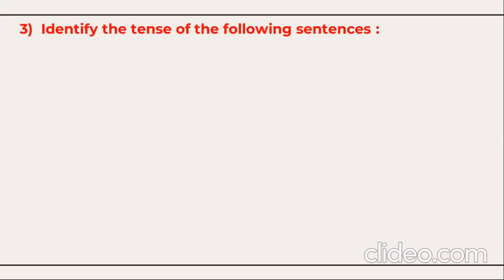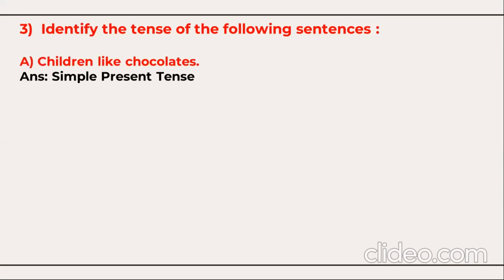Now the question number 3 here again, this very scoring question, the next third one is here scoring question. You have 5 sentences and you need to identify the tense in the particular sentence. Question number 1 here, children like chocolates. So it's a simple present tense. He ate an apple, simple past tense.